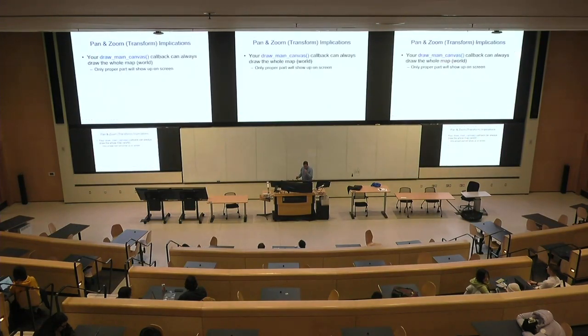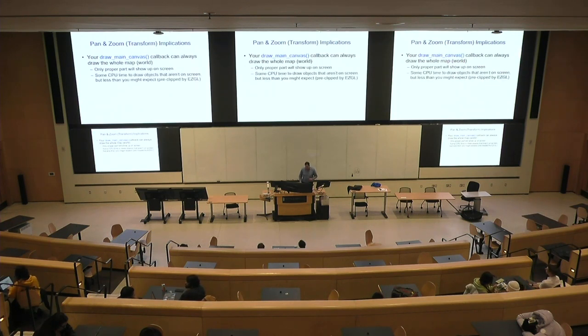What does this mean? Your draw main canvas function, that screen redraw callback, can always draw the whole map. You don't have to worry about is that on the screen or off the screen. You can just draw it all. Now you can say, well, isn't that going to slow me down? And it does slow you down a little bit to be drawing stuff that is off screen. You are wasting a little bit of time, but not as much as you'd think, because the very first thing ece297 does before it draws anything is it checks is it completely off the screen, and it does that with pretty efficient code. So it pretty rapidly figures out this is not on the screen.